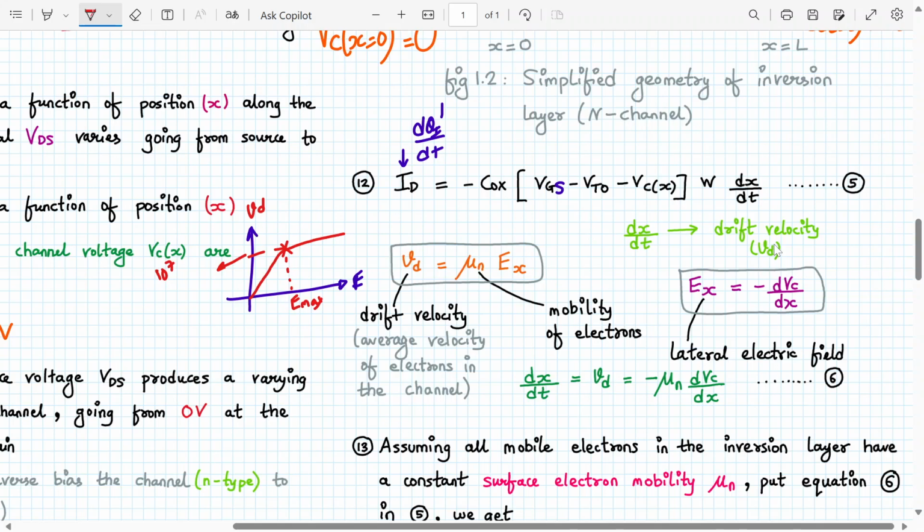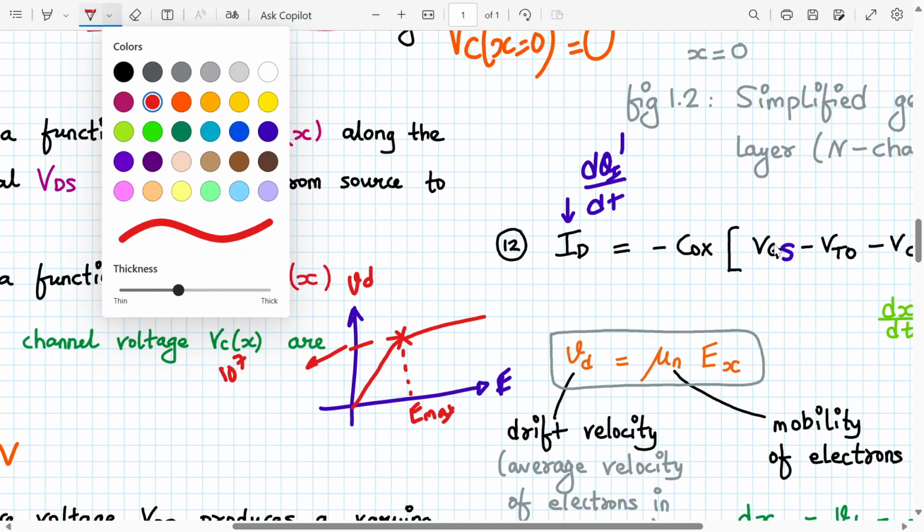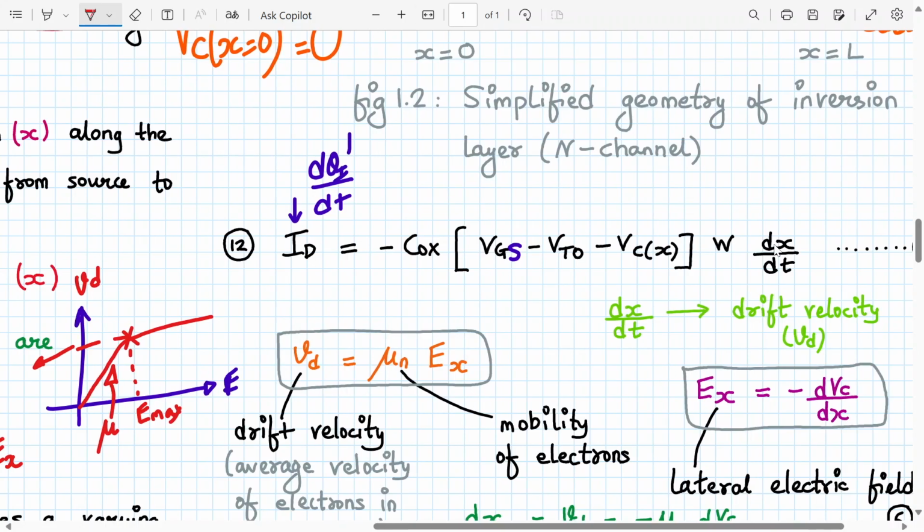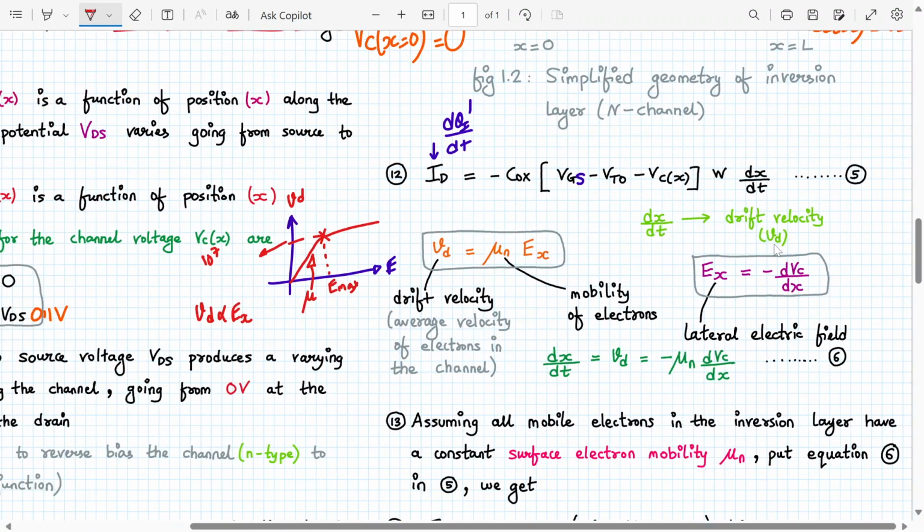So here it is a linear curve. Let me expand it and show it to you. Here it is linear, so the proportionality constant over here is mu. Vd is proportional to Ex, the electric field, and the proportionality constant is mu n. What is mu n called? Mobility of electrons.